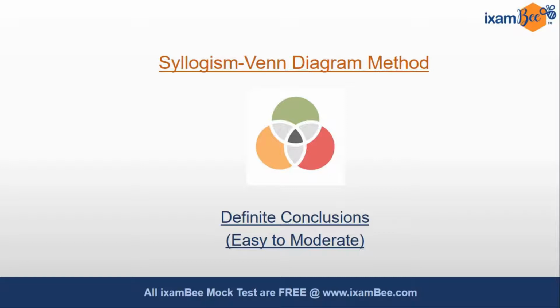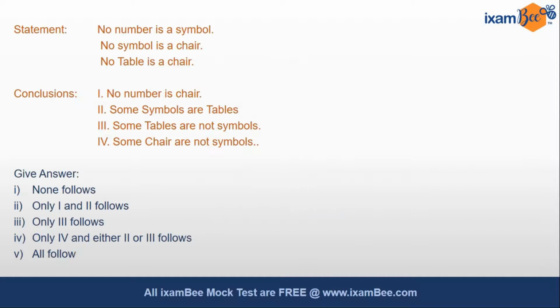In this video we'll be discussing a few questions related to syllogism and we'll try to solve them with the help of the Venn diagram method. They are based on definite conclusions and not the possibilities, and they are at easy or moderate level. So let's begin. As you can see, this is based on syllogism. Three statements are given and four conclusions are given. We have to choose the right one.